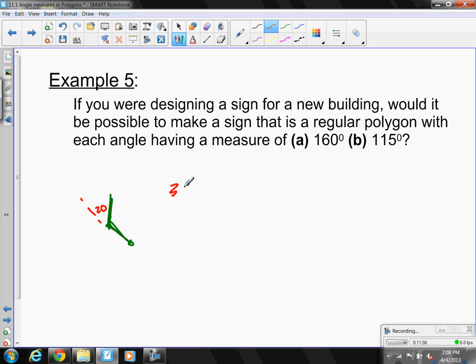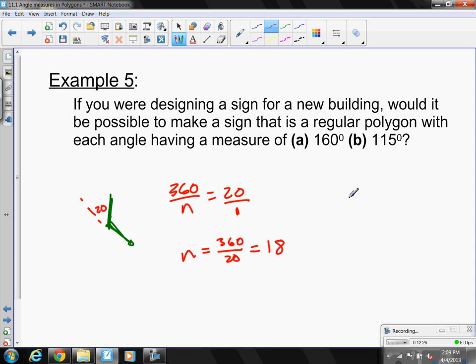So if I take 360 and divide it by n, can I get something to equal 20? Is that going to be a whole number of sides? So if I cross multiply and divide by 20, figure out what n is. I know 20 goes into 100 5 times, so this is going to be 18. So yes, you could have a regular 18-gon.